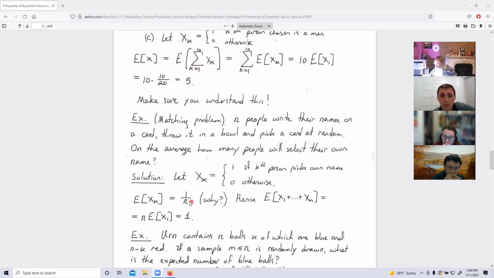So what do we get? We get expected value of xk is 1 over n, and we multiply it by n, and we see the answer is 1. So that means on average, guys, no matter how many people are playing the game, only one person will pick his own hat. Interesting, right? On average, only one person picks his own hat. That's very, very important, guys. If you are able to calculate the average, it will also allow you to frequently estimate probabilities, not always calculate them exactly, but give a very good estimate.